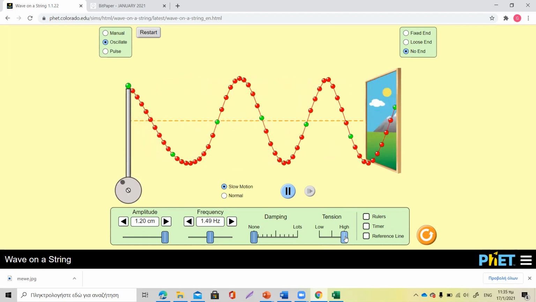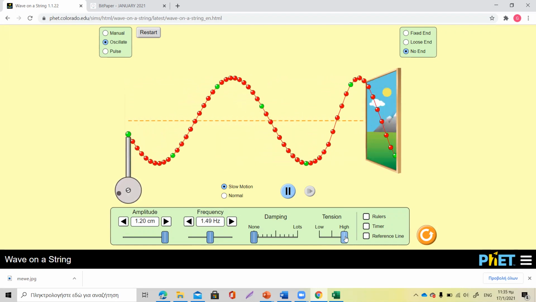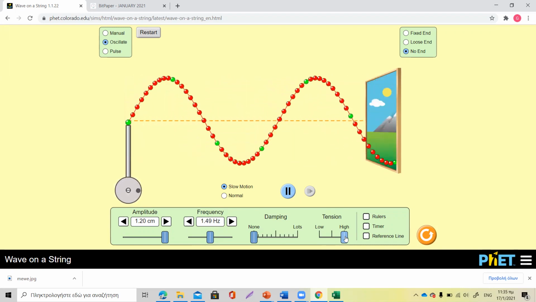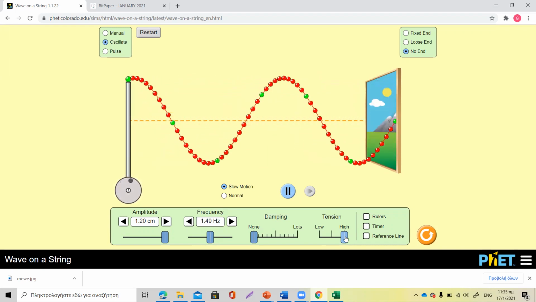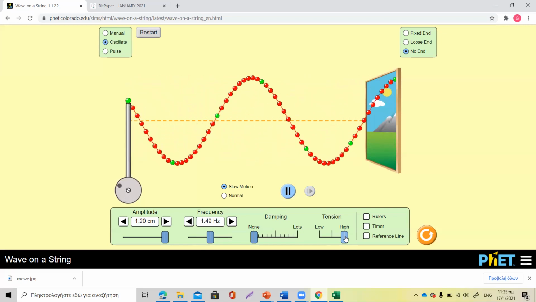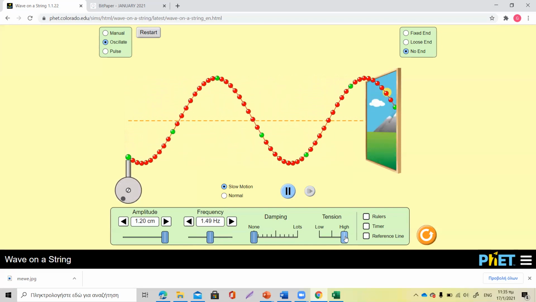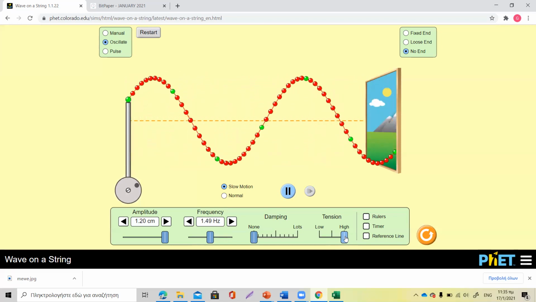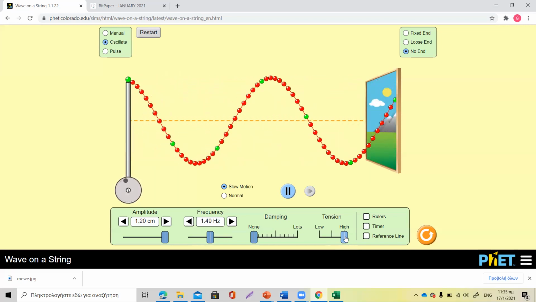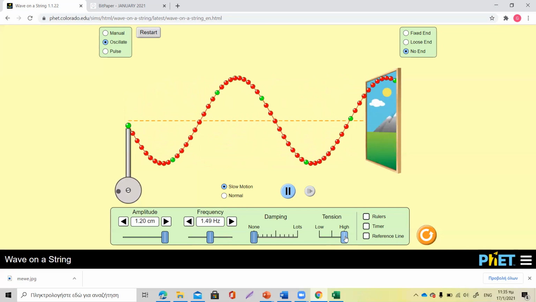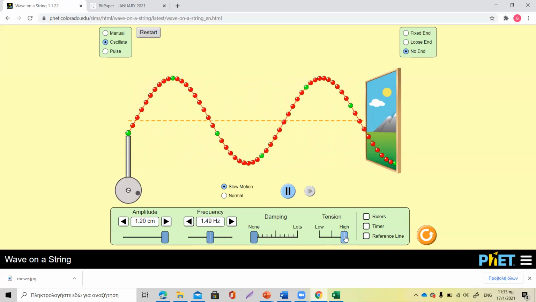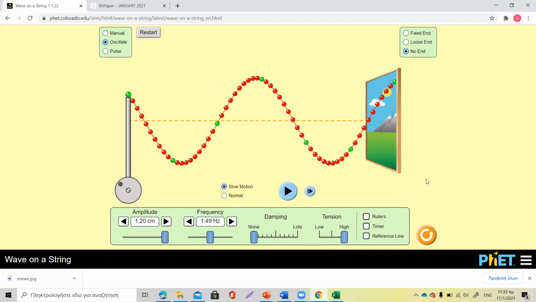Increasing the tension increases the wavelength. It is clear. Why? Because increasing the tension increases the speed. Don't forget, frequency remains constant. Got it? So, since frequency remains constant, we have speed being directly proportional to the wavelength. And speed increases because I have increased the tension. Let's stop it again. Summarizing again.